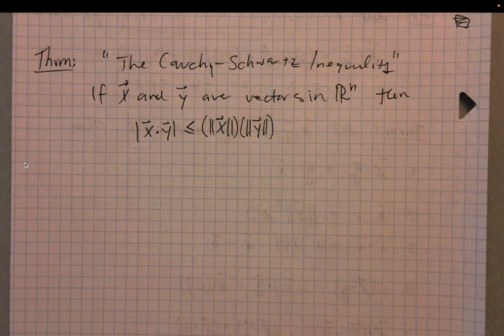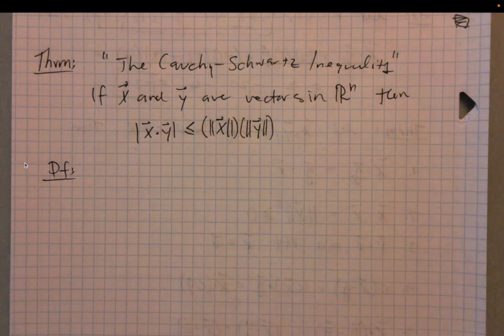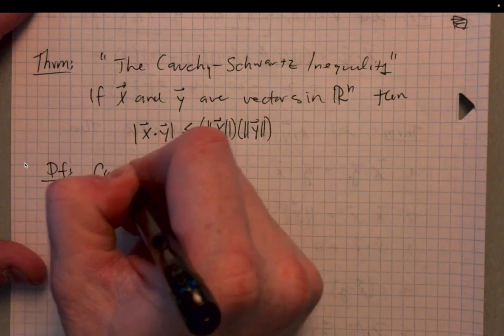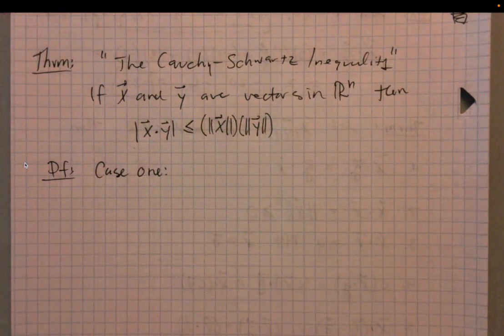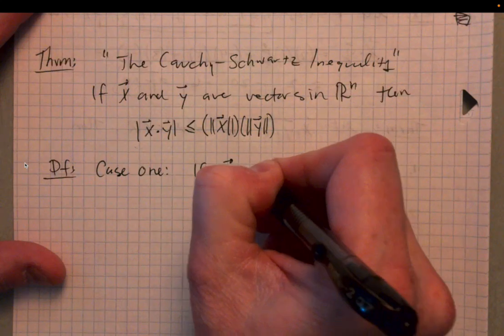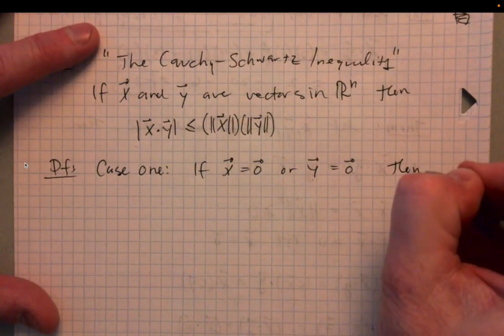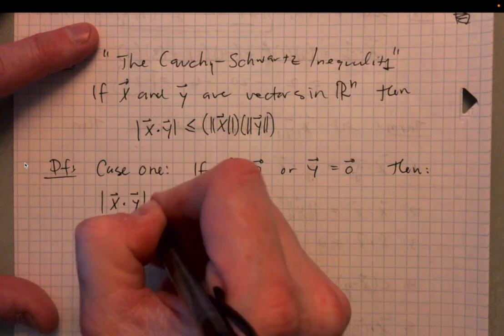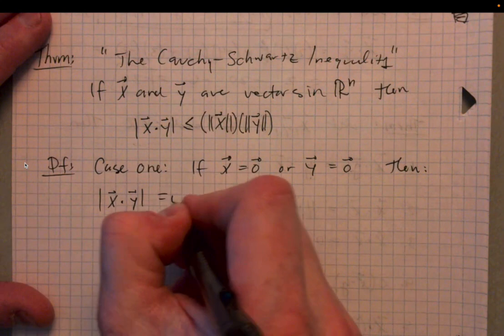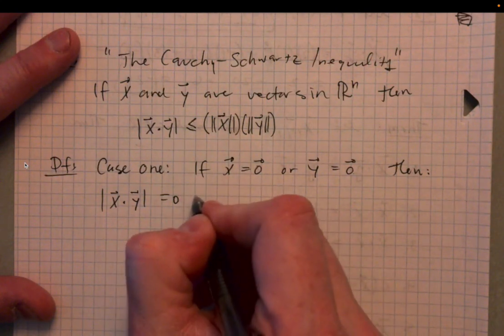Okay, so let's prove this. We'll take a couple of cases. Case one is the case where one or the other or both of the vectors are the zero vectors. So if x equals a zero vector or y equals a zero vector, then the dot product in this case is equal to zero. If one of the vectors has all zero components, when I multiply it against the other one, all of the products will be zero, so you just have zero plus zero plus zero, etc.